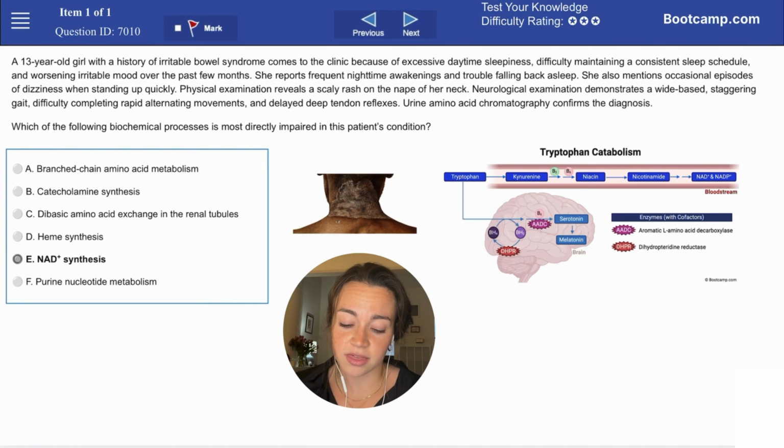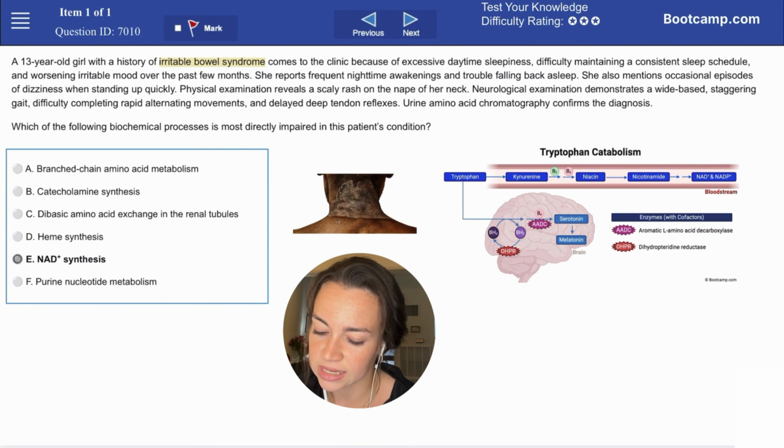All right, so we have a 13-year-old girl with a history of irritable bowel syndrome who's coming to the clinic because of excessive daytime sleepiness, difficulty maintaining a consistent sleep schedule, and worsening irritable mood over the last couple months. She's reporting frequent nighttime awakenings, trouble falling back asleep. She's also mentioning occasional episodes of dizziness when standing up quickly.